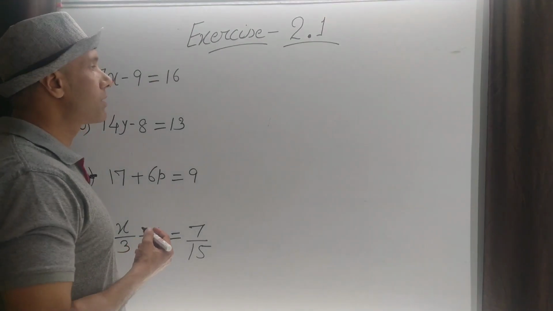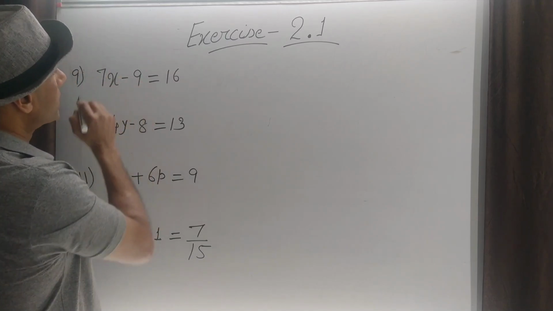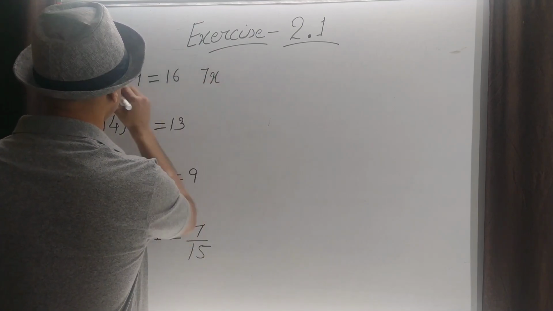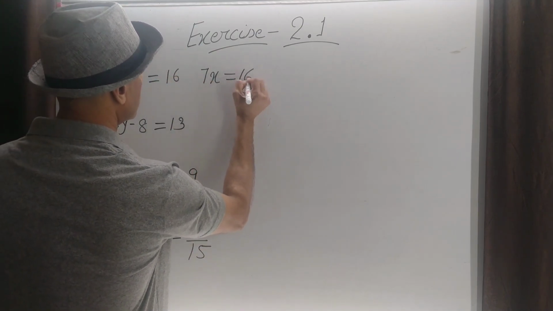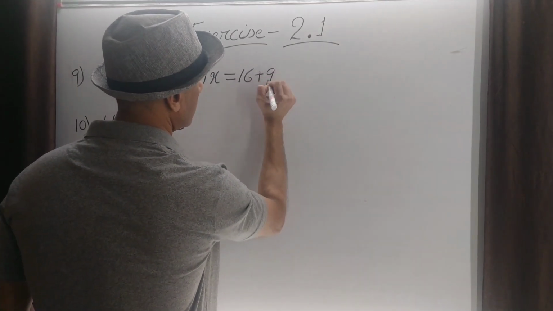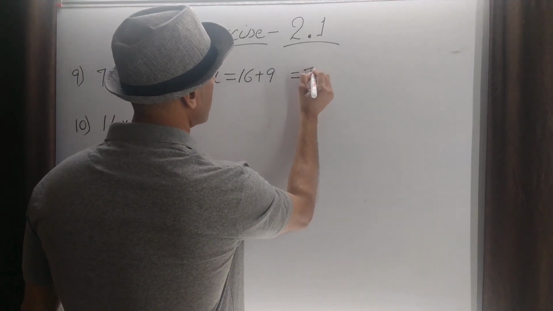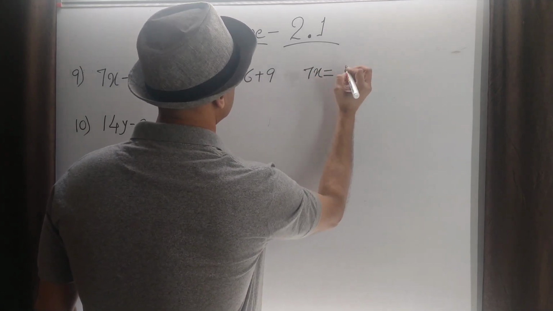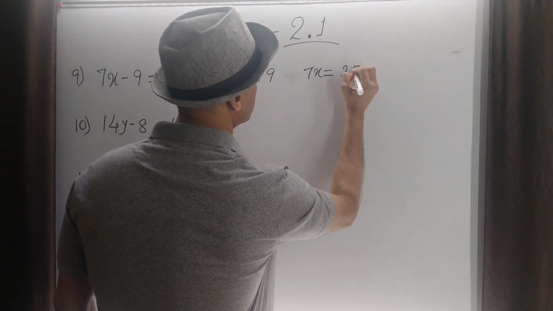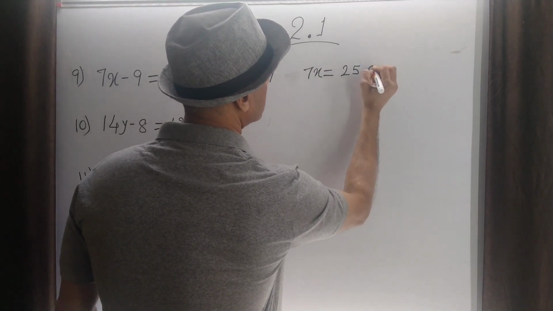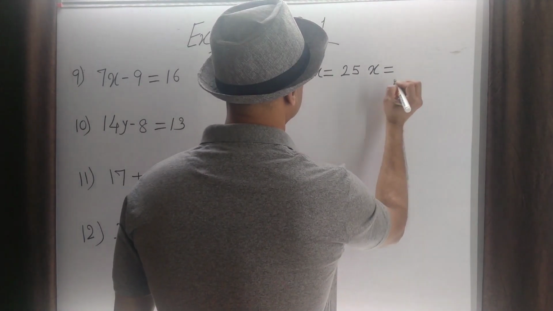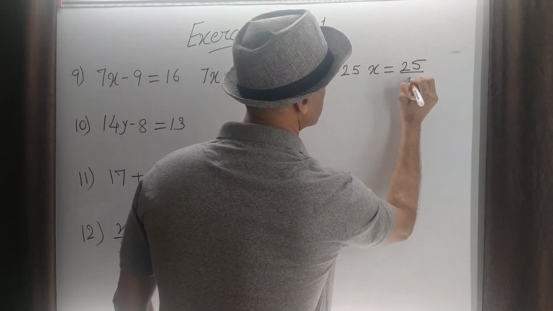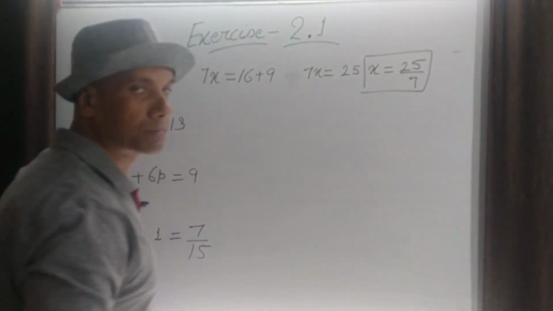So let's move on to the last part of the exercise. 7x minus 9 is equal to 16. So we can write 7x is equal to 16 plus 9. So 7x is equal to 25, right? So x is equal to 25 by 7.